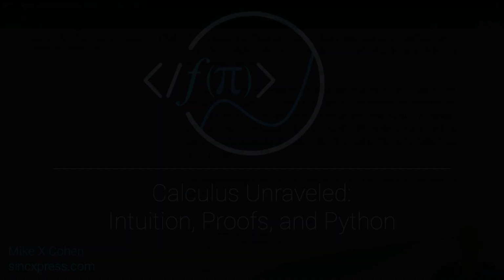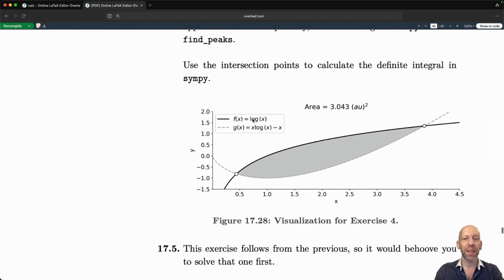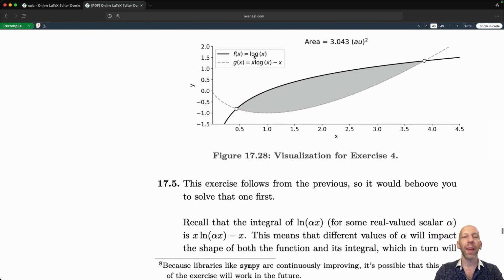Exercise 4 has some conceptual similarities to the previous exercise, but here we're going to use SymPy a little bit more than in exercise 3. Okay, so here we have the function f of x is the natural log of x, and g of x is the function x times the natural log of x minus x. Now, g of x is actually the indefinite integral of f of x. In other words, when you integrate the natural log, you get x times the natural log minus x. Now, this is something that I discussed in earlier chapters, so this should be familiar to you.